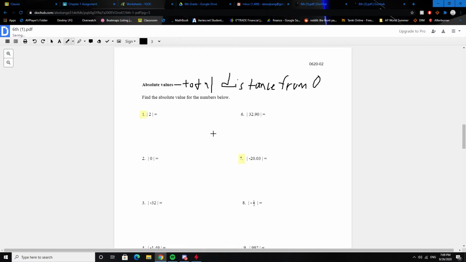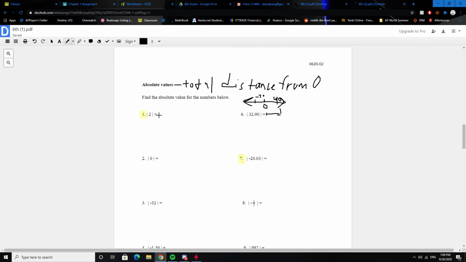This means that if there is a negative sign, it does not matter. You're just counting how far a number is from 0, even if it's negative 20 or positive 400. The distance from here to here is the same for each side, even if it's going left or right, negative or positive. So 400 is 400 spaces from 0. Negative 20 is 20 spaces from 0.